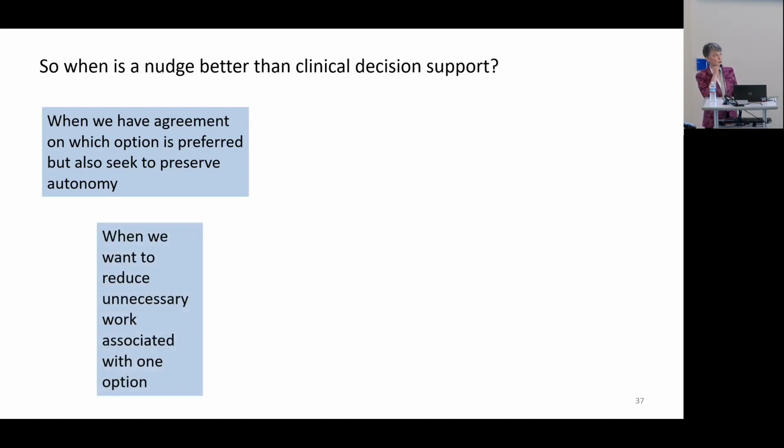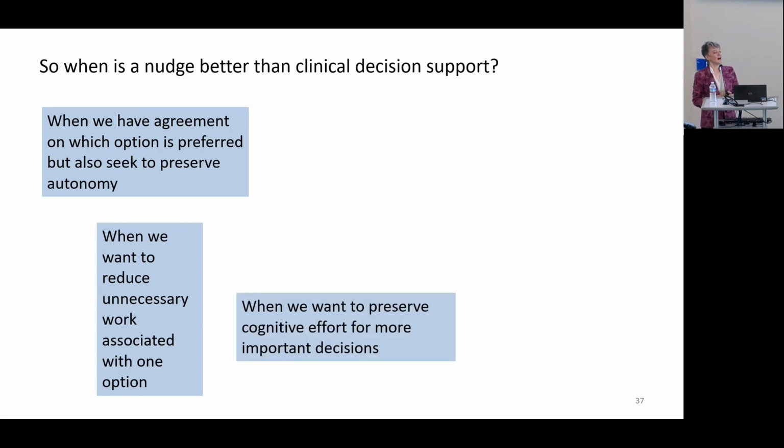Unnecessary work: if we want to reduce unnecessary work associated with one of those options, this is a great tool to think about, to put in our toolkit. When we want to preserve cognitive effort, why do I have to make everything a decision? Why don't I just allow people to reserve their cognitive effort for things where I really want them to think about it? Like, for example, what the right dosing is rather than how many days supply.